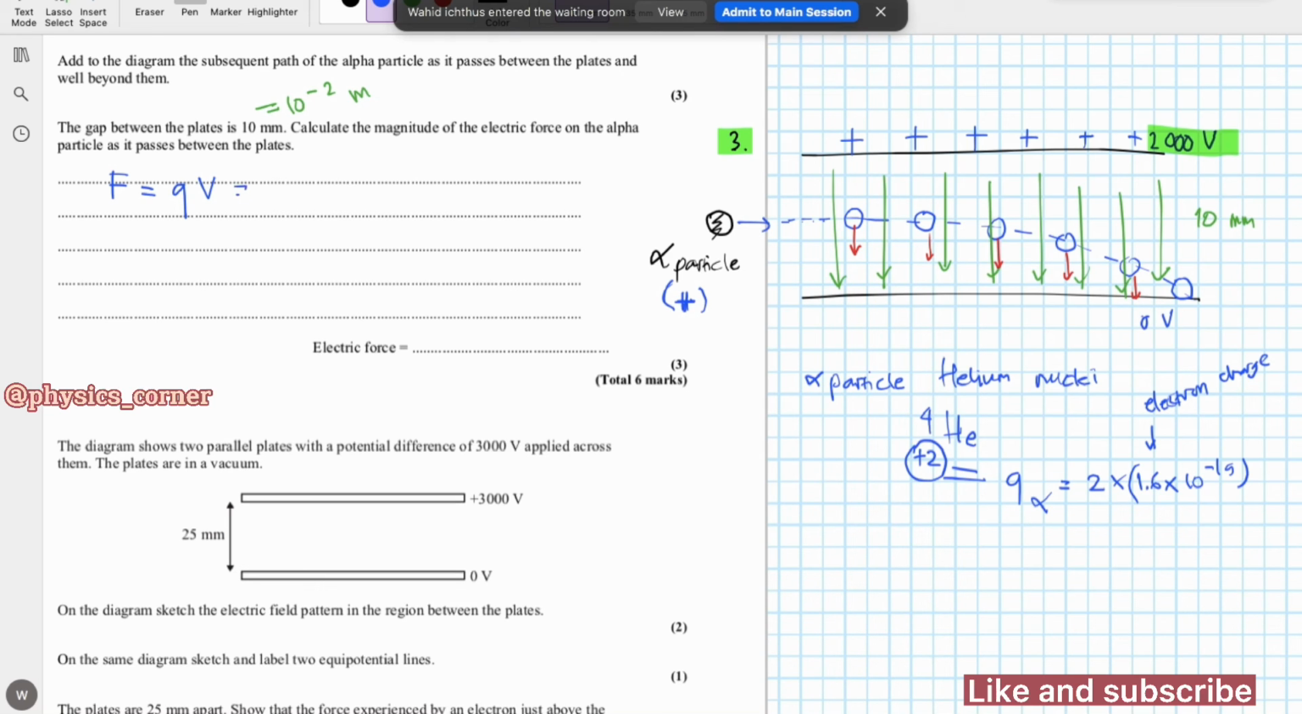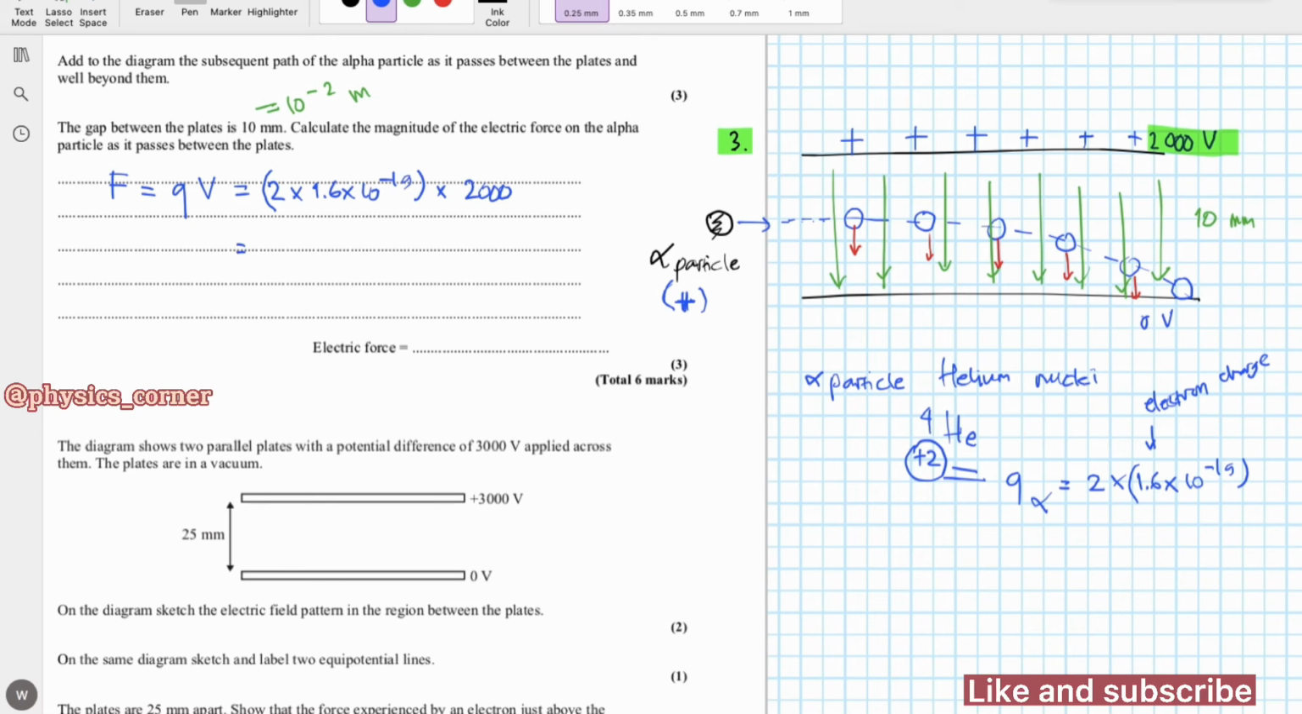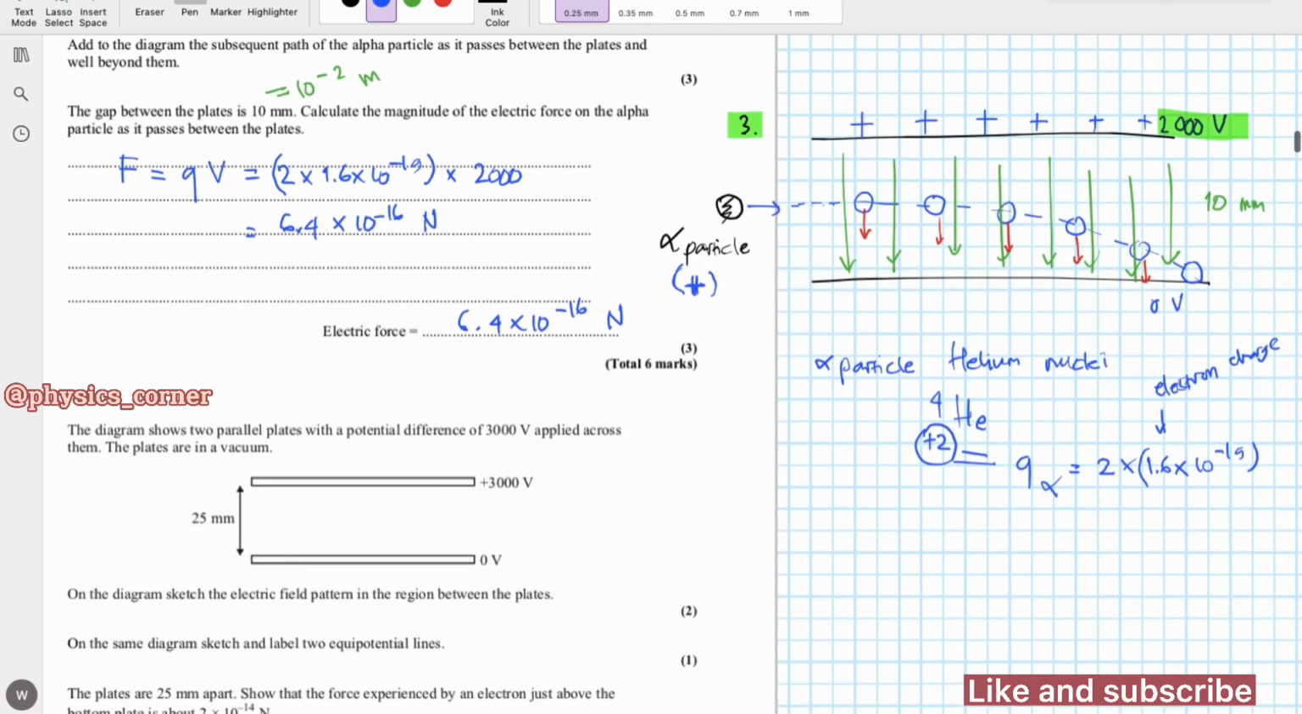Then we have Q is 2 times 1.6 times 10 to the power minus 19, and then times V. V is 200 volt. So this is the same as 4 times 1.6, which is 6.4 times 10 to the power minus 19 newton. So the answer is 6.4 times 10 to the power minus 19 newton. Okay, I hope you understand.